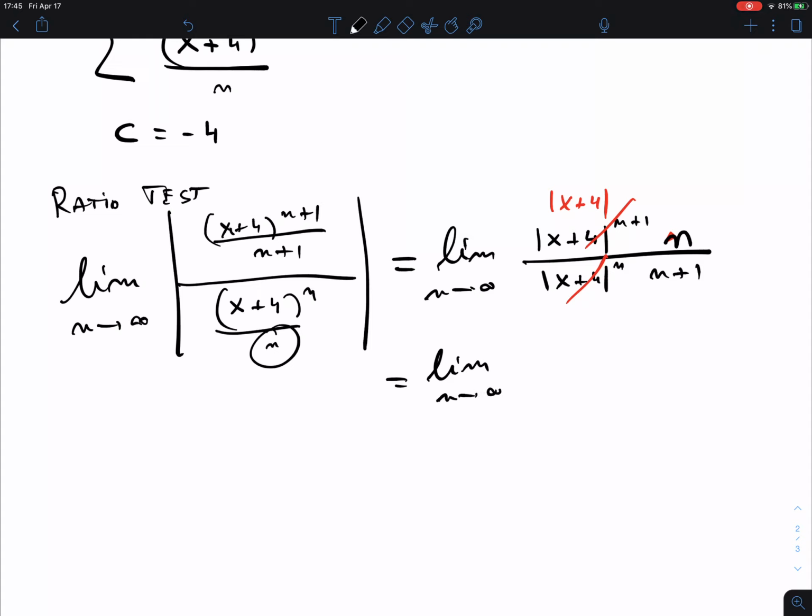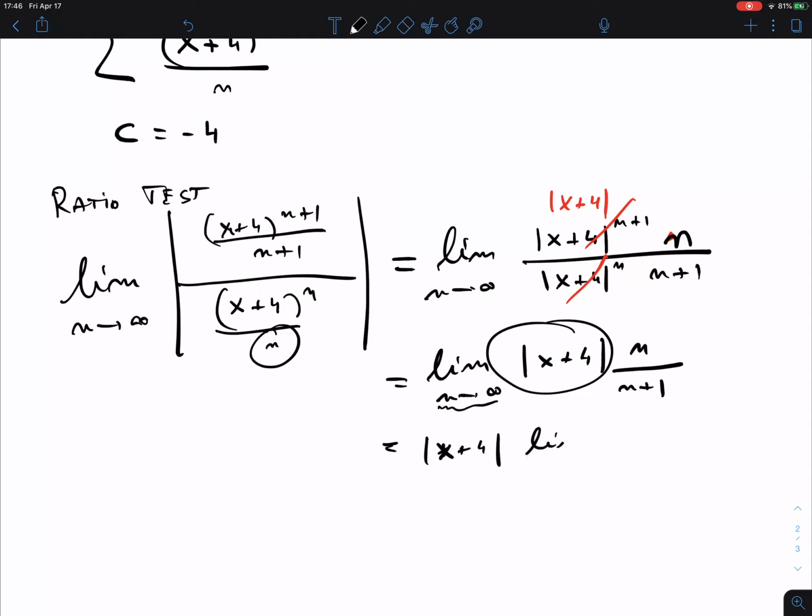So what we get here is, okay, let me write it up. Limit as n goes to infinity, we have the absolute value of x plus 4, now always in absolute values, and then we have n divided by n plus 1. Now this has no n in it anymore, and the limit is with respect to n. Now remember, as far as the limit is concerned, x plus 4 is a constant, so we can take it out. What is left is this limit, n over n plus 1. Now, we know how to do this limit, and it's equal to 1. I hope everybody sees this.